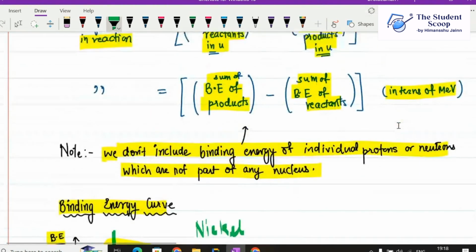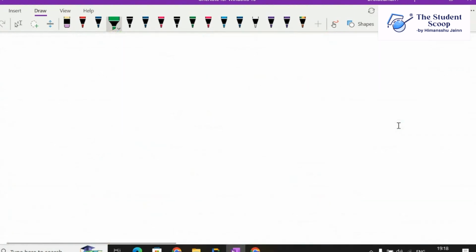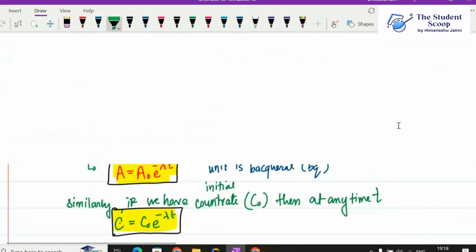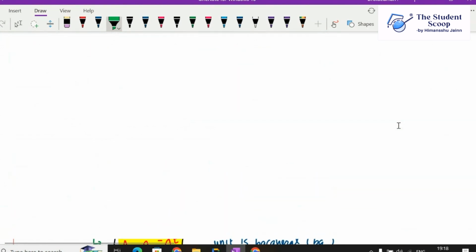Okay, so this is all there is in this entire chapter. I think we have covered everything in detail. All the questions that they can probably ask are covered. The only thing that we need to do is practice for this chapter.